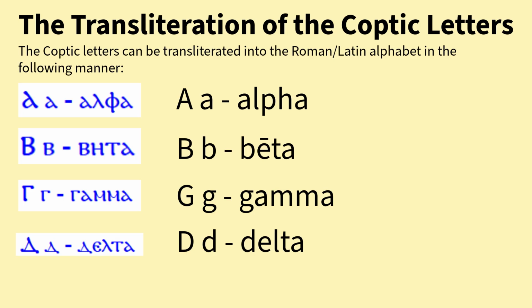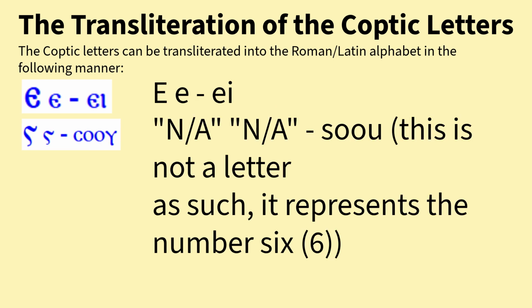Gamma can be transliterated as the letter G, and delta can be transliterated as the letter D. And the next letter can be transliterated as the letter E.